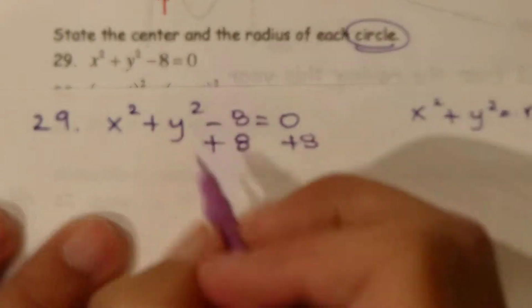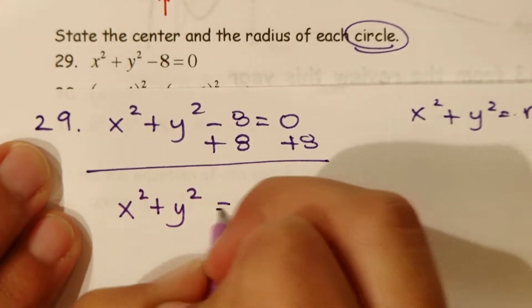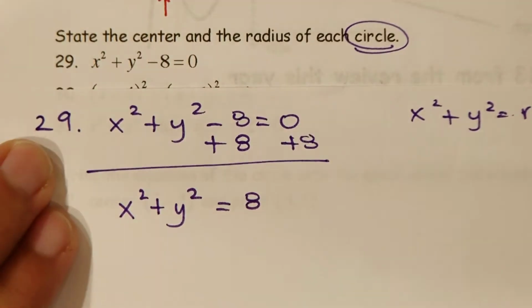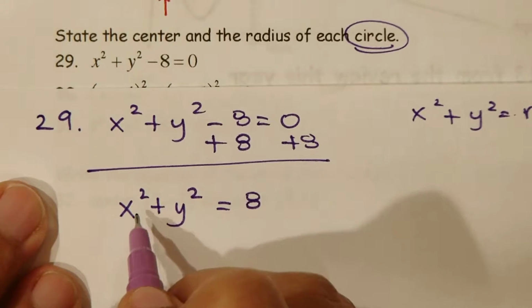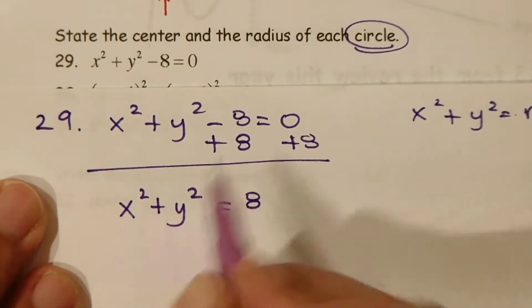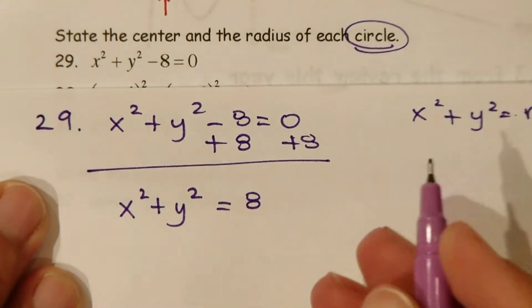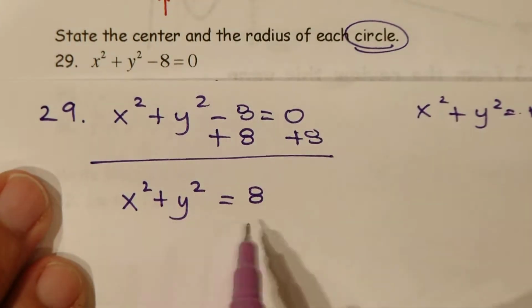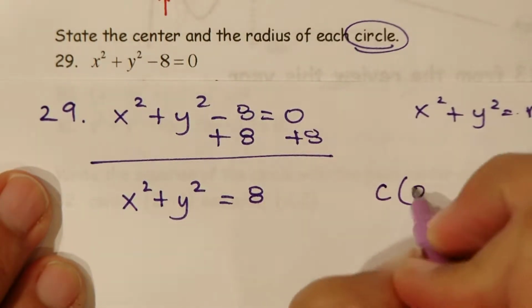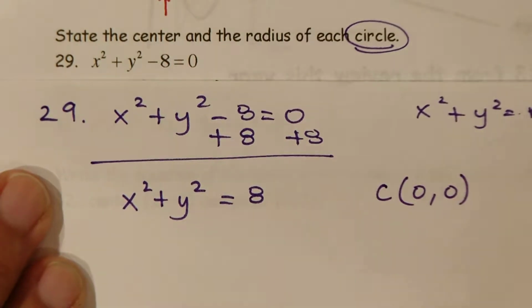So this is going to give us x squared plus y squared equals 8. So we know our center is 0, 0. There's been no translation here. We'll be looking at another example where there is translation, but for this one we have no translation, so our center is at 0, 0.